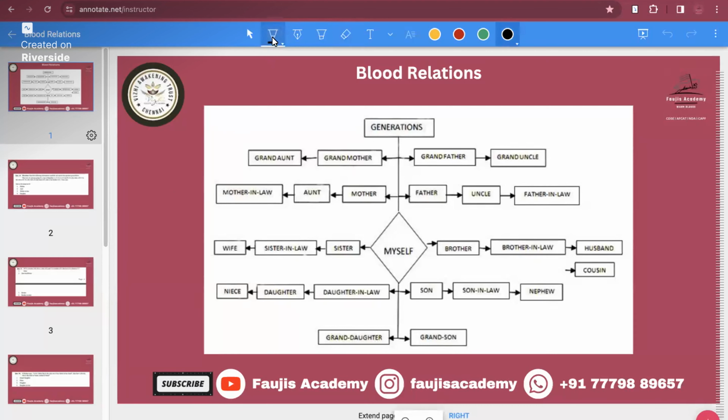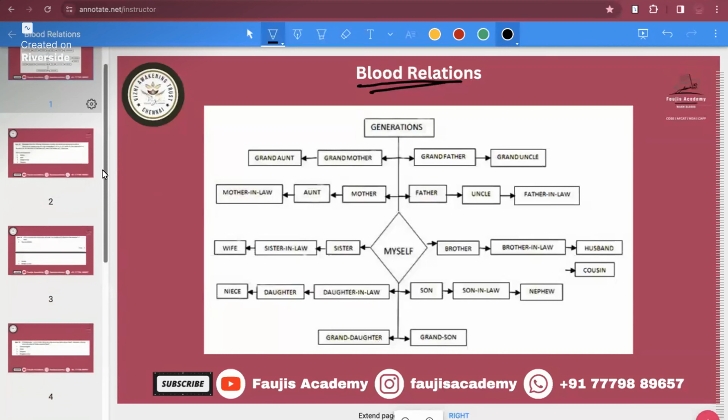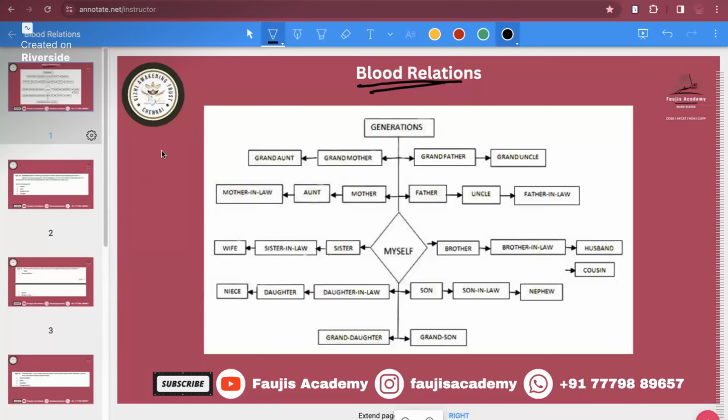Today we'll be studying blood relations. Before I move into this chapter, you must have seen the PDF that I have shared with you. Only 7, 8 questions, that's it. How many questions do we have? Only 7 questions. And we are solving using the last 10 years question paper.